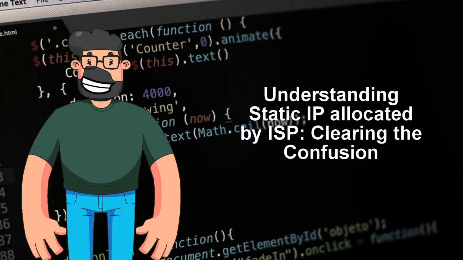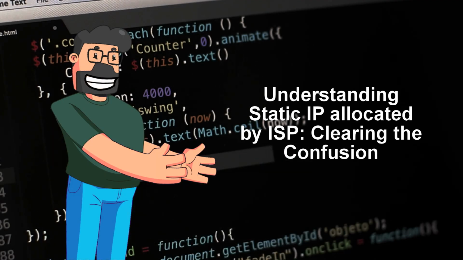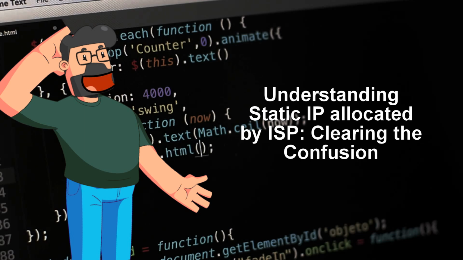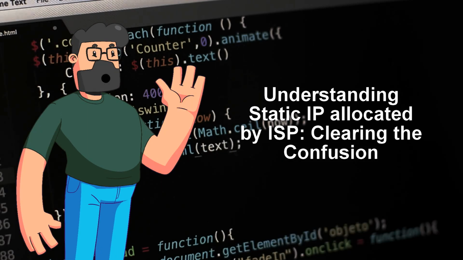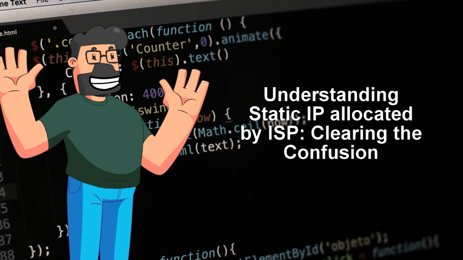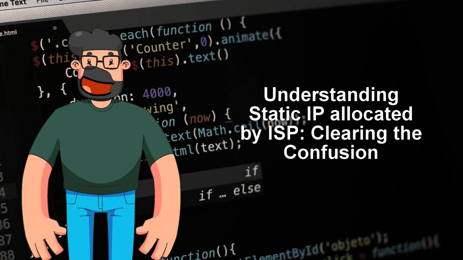Now, let's talk about the solution to this issue. The key point to remember is that for incoming connections, the actual address that the client wants to connect to is used. So, even though the IP shown may be different, the connection to the web server is still established using the static IP provided by the ISP.